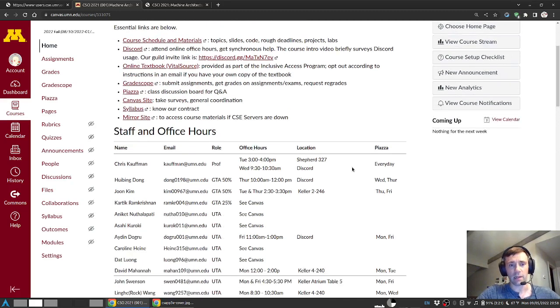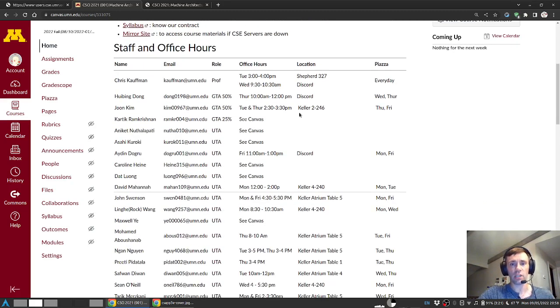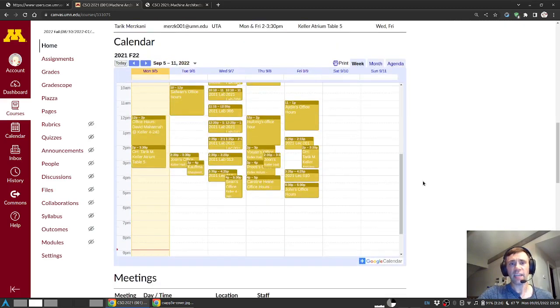Beneath the links are a list of the staff members, including when they plan to hold office hours. Some of the staff members haven't yet selected their office hours, so these blanks will fill in over time, as well as which days and folks are on duty for Piazza and what the location of those office hours are. You can see some of them are in Keller rooms, others are in the atrium, and others are online, so they're on Discord. There's a schedule of office hours and other course meetings down here.